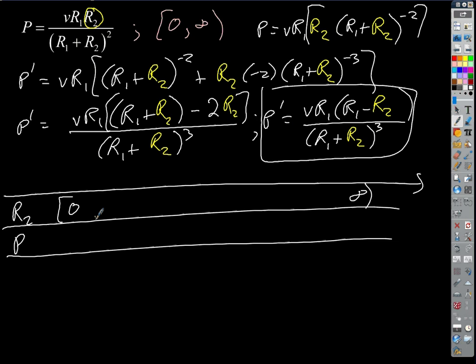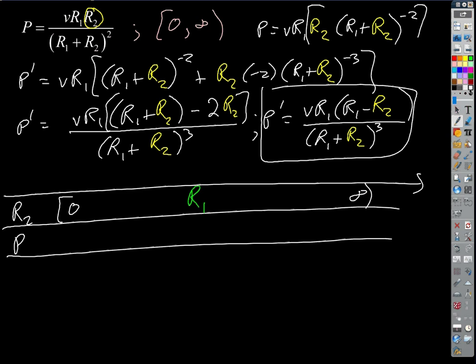So you could just, by inspection here, what value is going to make the top 0? The only variable I have is the yellow one. Well, what would R2 have to equal? R1. Everybody see that? Okay, so the only way we're going to get a 0 is if that factor is equal to 0. So my one critical number is going to be at R2 equals R1, right?